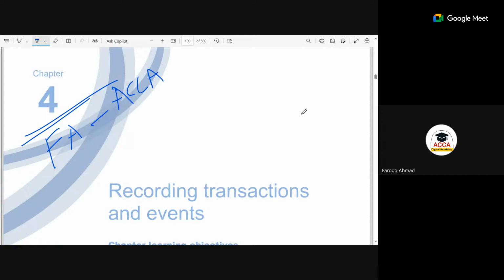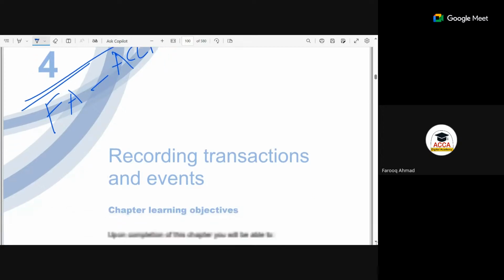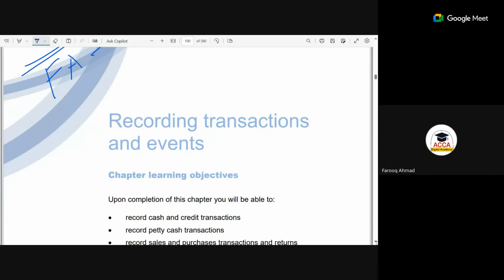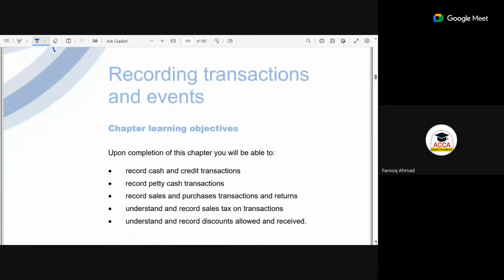Today we are starting with chapter 4 of financial accounting, which is regarding recording transactions and events. Let's start. During this lecture, student, I will provide you a pass card as well, a snapshot of the pass card, which will help you to memorize and revise your chapter in a quick manner.